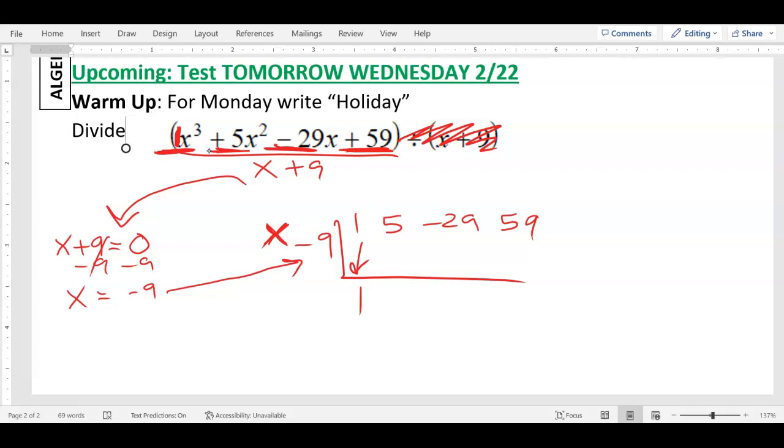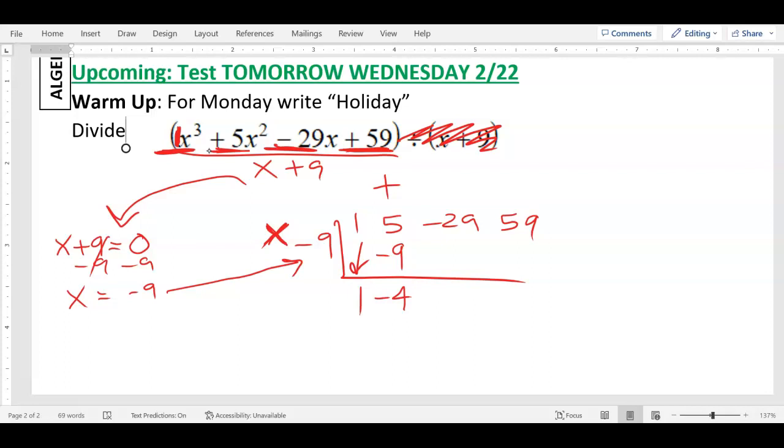What is it? Negative 9. And what do I do vertically? Add. So 5 plus negative 9? Negative 4. There you go. So 5 plus negative 9. If you're not sure, or even if you're kind of sure, you should probably check with the calculator. Now what do I do with that negative 4 and the negative 9? We do multiply.